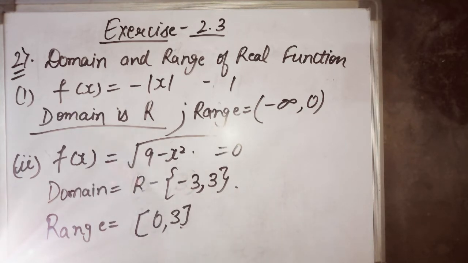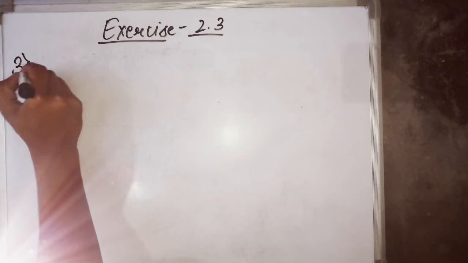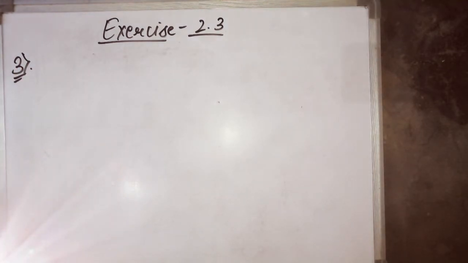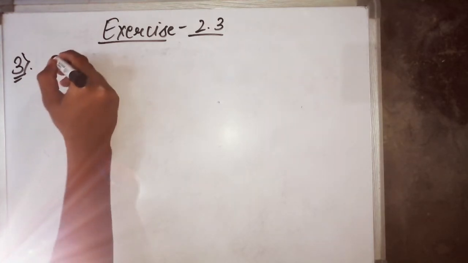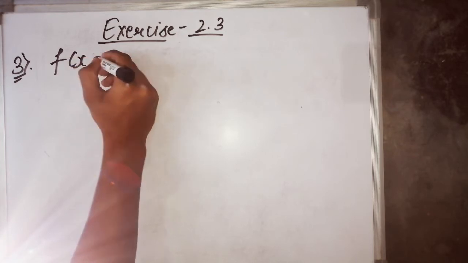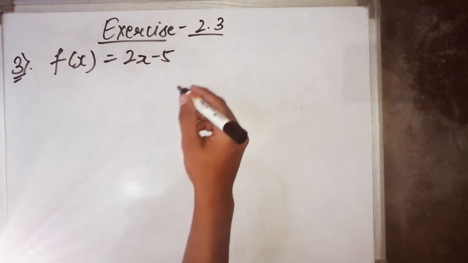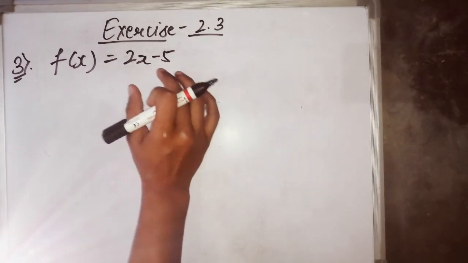Let's see our third question, but before that, pause the video to note it down. Okay students, our third question is: a function f is defined by f(x) = 2x - 5. Write down the values of f(0), f(7), f(-3). This is how the function is defined.